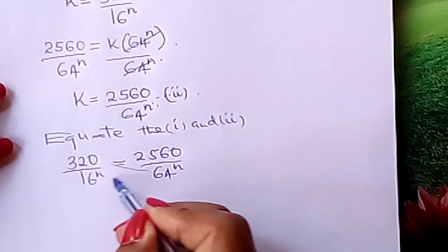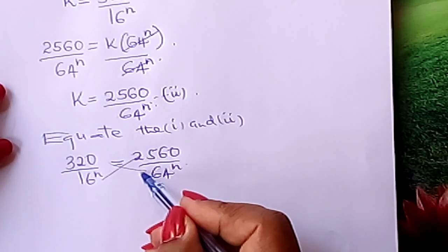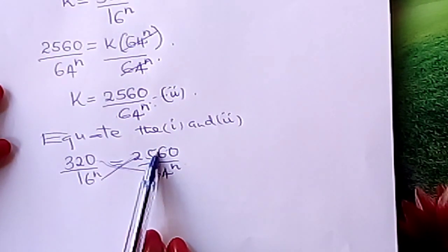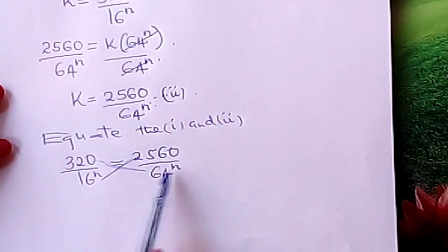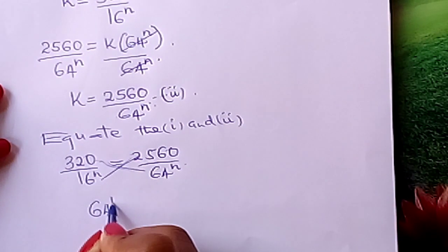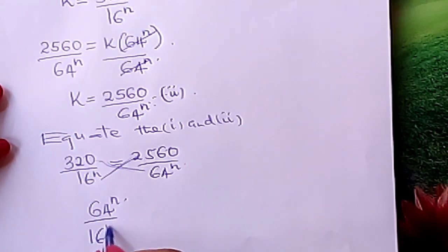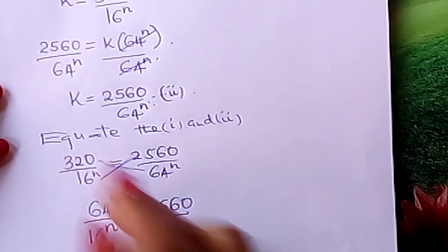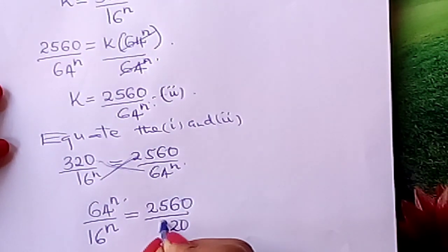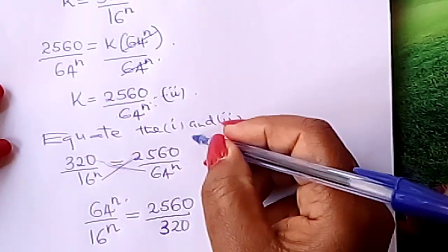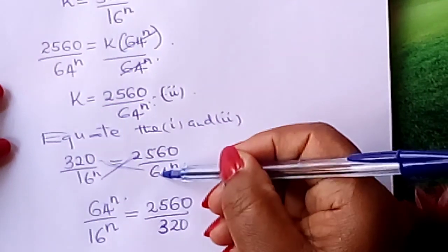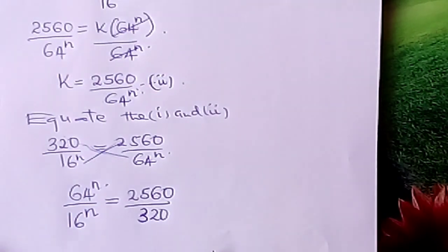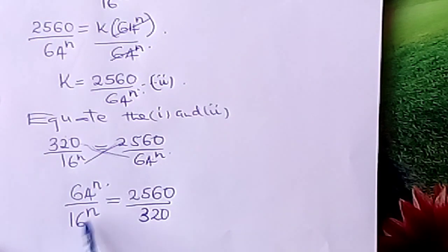We can do this simply by cross multiplying. I know there are many ways you can use, but you can do it by cross multiplication. If you cross multiply, you will see that 64 raised to n will come here. So you get 64 raised to n divided by 16 raised to n, which would be equal to 2560 over 320. This one comes here and this comes here.